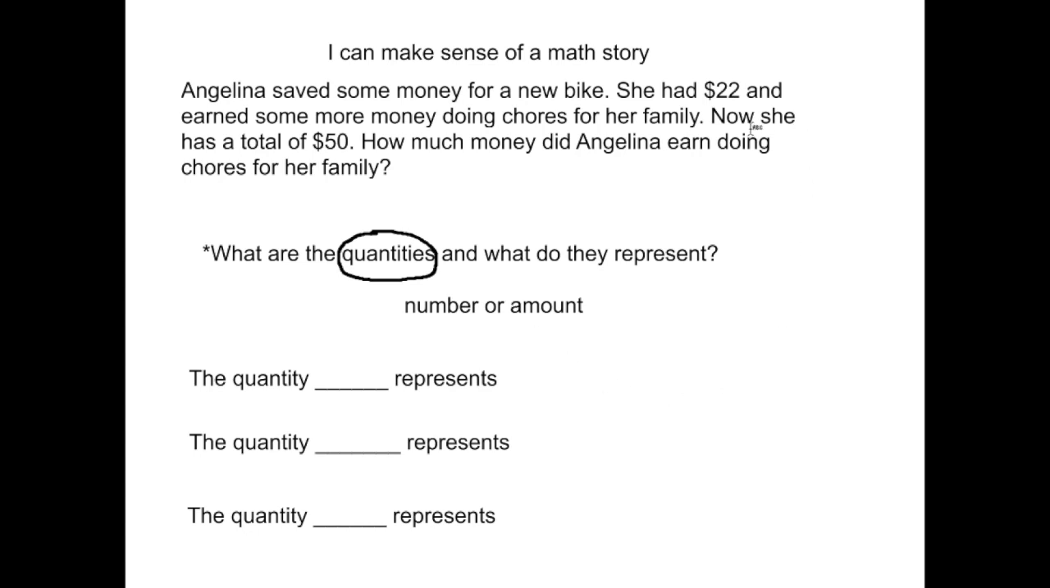So let's go back to the story. Let's see if we see any numbers or amounts. Angelina saved some money for a new bike. She had $22 and earned some more money doing chores for her family. Now she has a total of $50. How much money did Angelina earn doing chores for her family? See if you see any quantities in there.